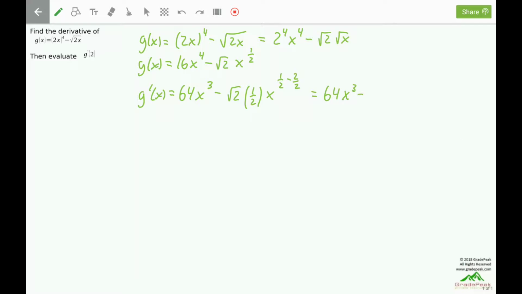minus, that root 2 can be thought of as root 2 over 1 to multiply by the 1/2. Multiply the numerators. Root 2 times 1 is root 2. The denominators, 1 times 2 is 2. X raised to the 1 minus 2, negative 1 over the common denominator of 2, negative 1/2.